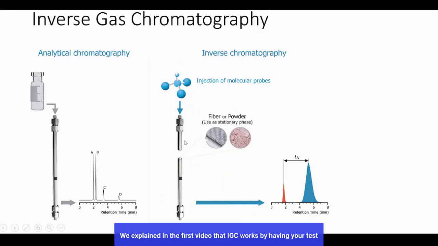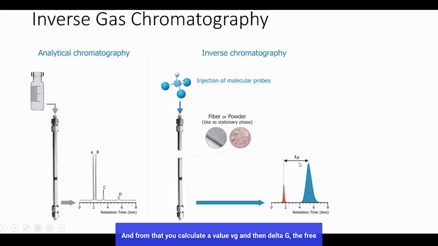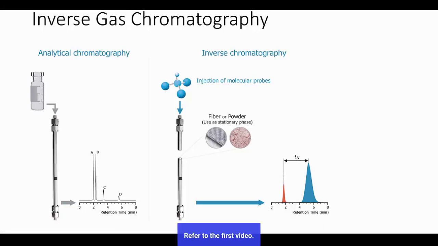We explained in the first video that IGC works by having your test material, fibre or powder, coating a GC column, and you inject different known probes like hexane or toluene or methanol, and you measure the retention time, Tn, and from that you calculate a value of Vg, and then delta G, the free energy of interaction. Refer to the first video if you are not certain what this means.